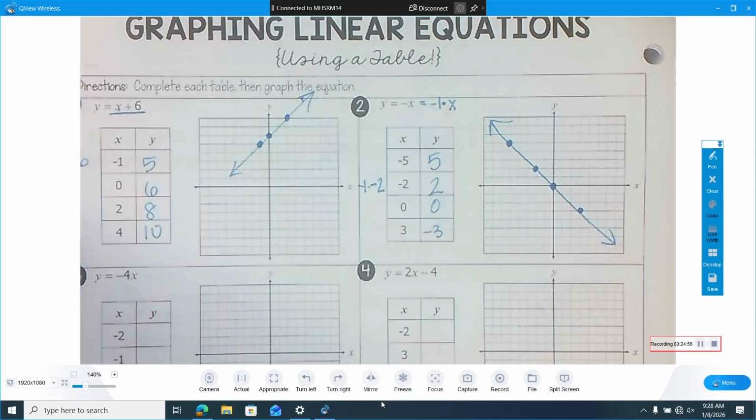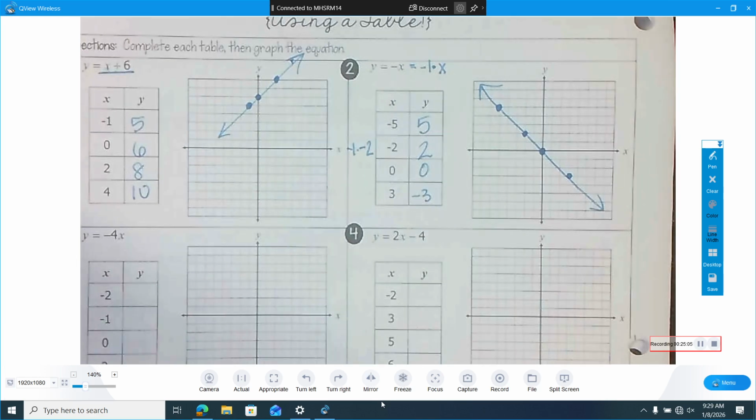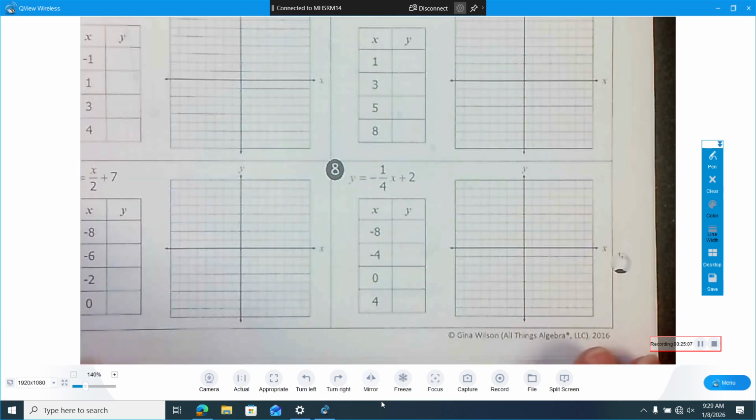All right, let's just do one more, and we'll call it good. Are you feeling okay with this? Totally okay, right? Okay, good. One more, let's go down to number 8.